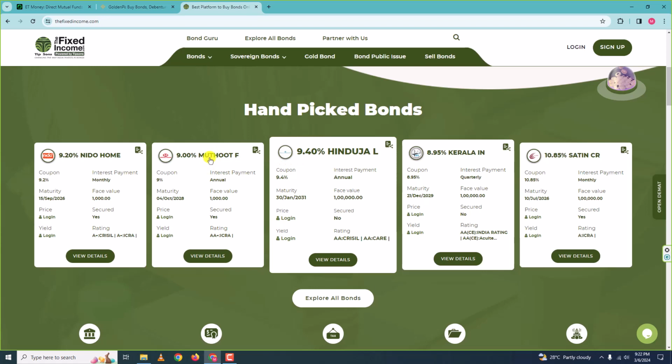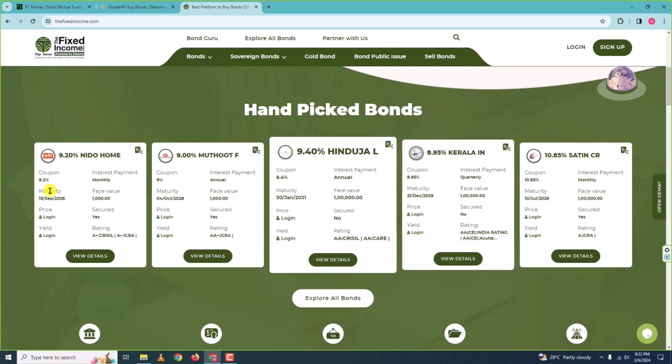So here you have Muthoot Finance bond which pays 9% interest, okay, and interest payment is annual. So here you have Nido Home Finance and you have 9.2% interest paid monthly, meaning 9.2% interest is for the year and they calculate how much it has to be paid every month and then they pay it monthly.